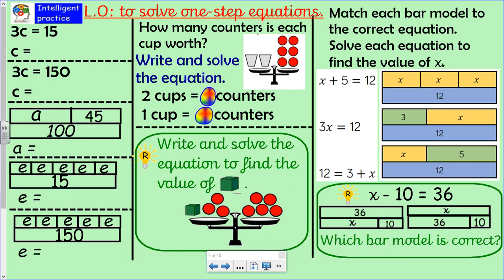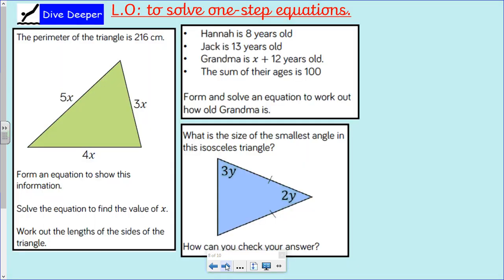Right, I'll just show you the dive deeper. Okay, these ones are tricky. If it's too much, then don't worry about these ones. Don't worry about having a go, depending on who you are.